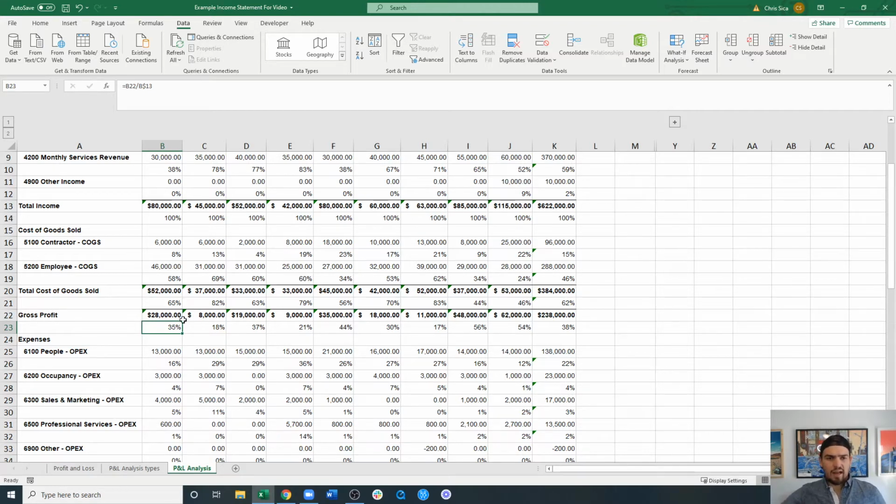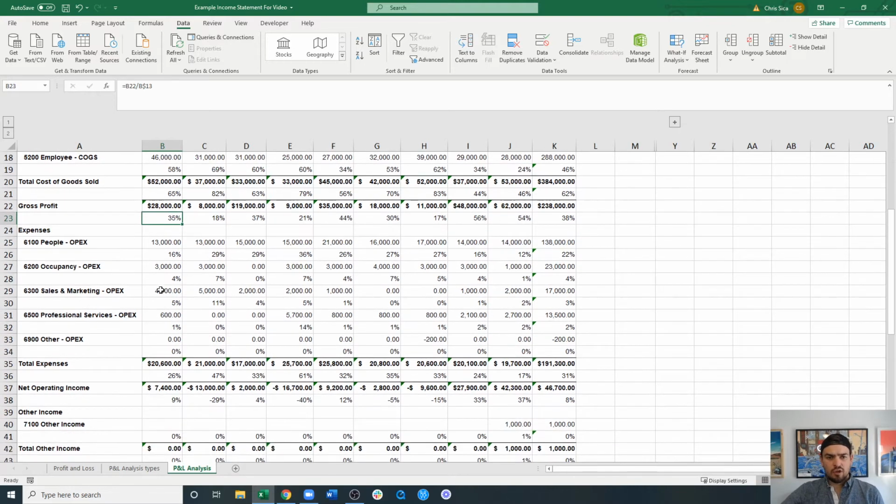Now let's look at our operating expenses. We see 16% of revenue went to people cost, 4% of revenue went to occupancy, 5% of revenue went to sales and marketing, 1% of sales went to professional services, and nothing went to other. So it doesn't look too bad there. It seems like, based on the industry, those don't seem totally crazy. What we do see, though, is that total expenses ended up being about 26% of revenue.